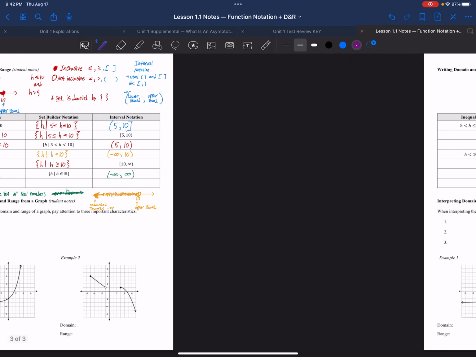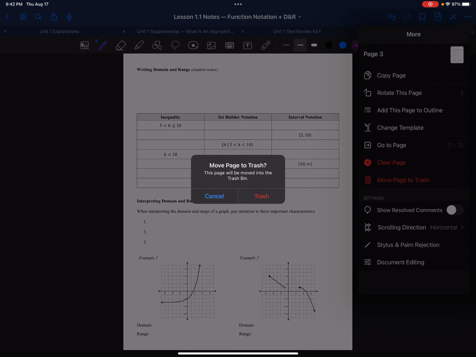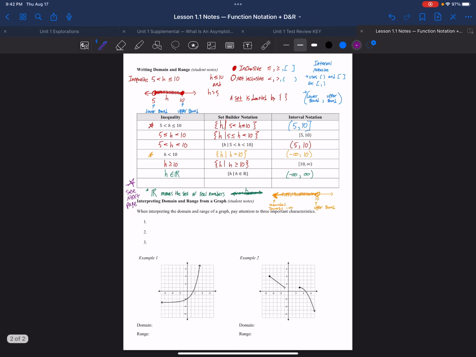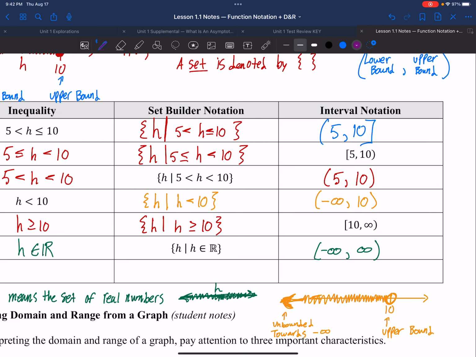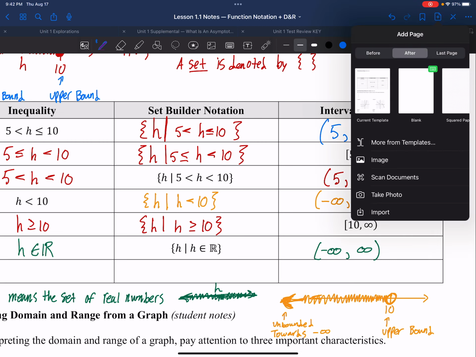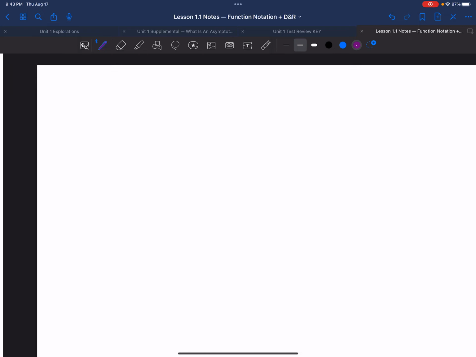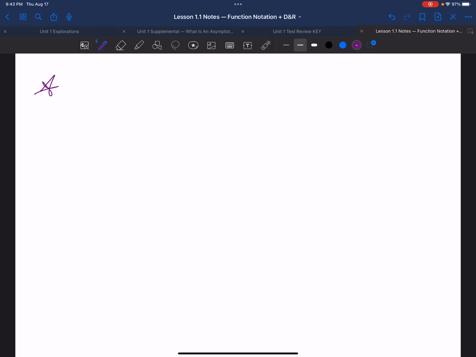Uh-oh. Hold on. I wanted to add a page. Oh no, now I'm wasting video time. There it is. I want to add... Add a blank page. Wow, why did that take forever? Okay, here we go. Continued.